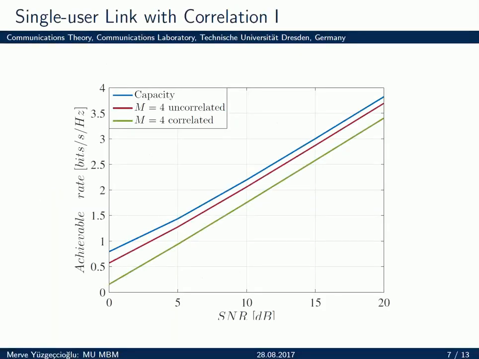So if we look into the numerical results, here for the single user link, I want to compare the correlated and uncorrelated case. With correlated and uncorrelated, I mean whether there is a correlation or not among the entries of the constellation diagram for the single user case. So here, the blue line is the actual capacity of AWGN. The red line is when the entries of the constellation diagram are uncorrelated, and the green line is when there is a correlation.